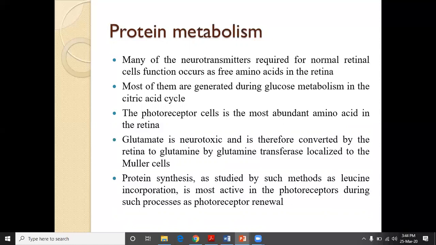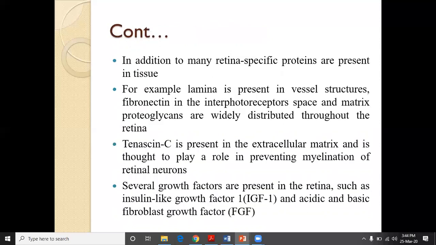Protein synthesis, as studied by methods such as leucine incorporation, is most active in the photoreceptors. That is another important thing. In addition, many retina-specific proteins are present in the tissue. Definitely not only that, we have so many proteins present; the retina has the highest number of proteins of any organ in the body.